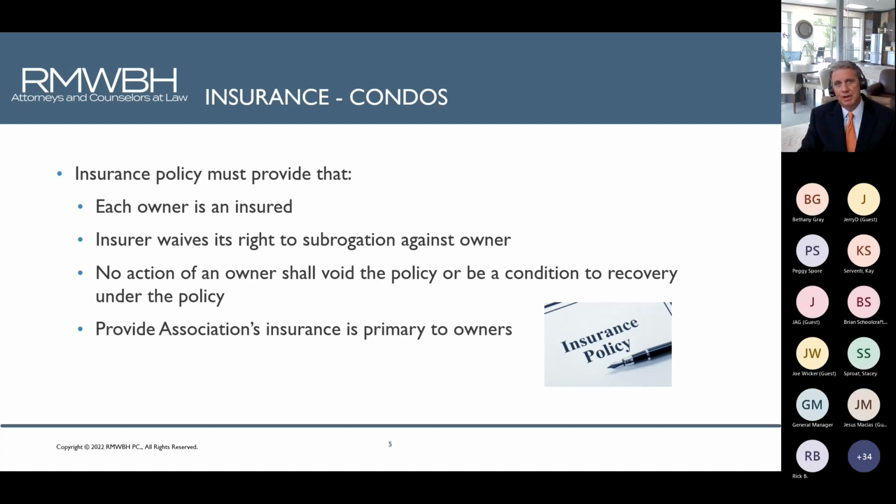In dealing with condos in particular, it can be relatively complicated. For an insurance policy related to a condo, each owner is an insured, meaning that each unit is actually insured under the overall policy. And in addition, this is very unique: the insurer waives its right to subrogation against an owner. A lot of you may be asking, what is subrogation? Subrogation is the right of an insurance company to go after the party, the tortfeasor, the party that caused the damage, to essentially recover what it paid to the insured.